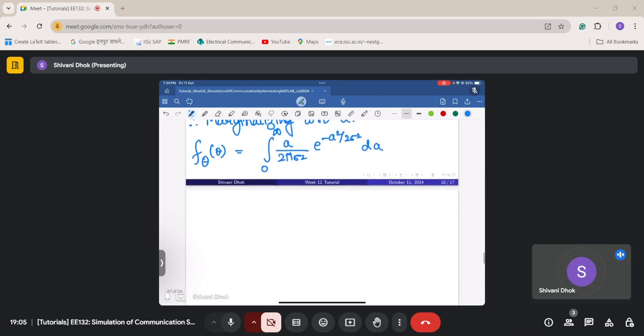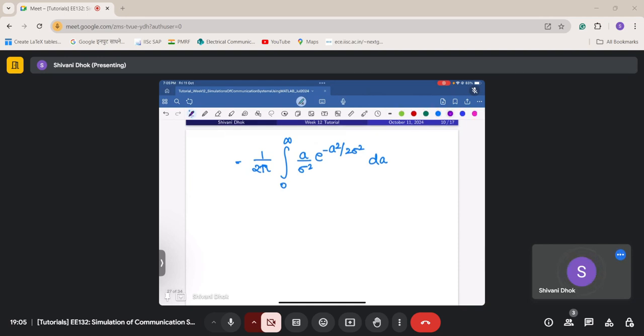So let us take out the constants outside. So what are your constants? Those are 1 over 2 pi. Let us keep the constant sigma square inside only. A over sigma square into e power minus a square by 2 sigma square dA. Now what we will do is a quick substitution. So we will substitute e power minus a square by 2 sigma square as t. So therefore we have minus a by sigma square into e power minus a square by 2 sigma square dA equal to dt. Let us substitute this back.